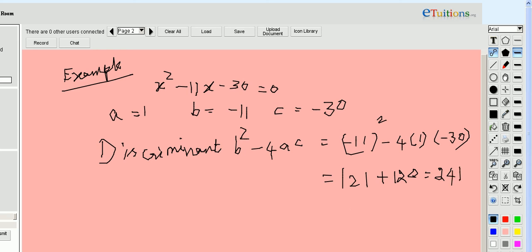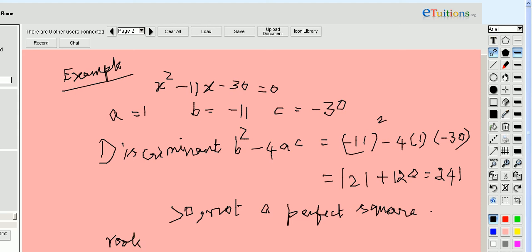Okay, so here the discriminant value is greater than 0, but not a perfect square. It is not a perfect square. So here the roots are real, unequal, and irrational.